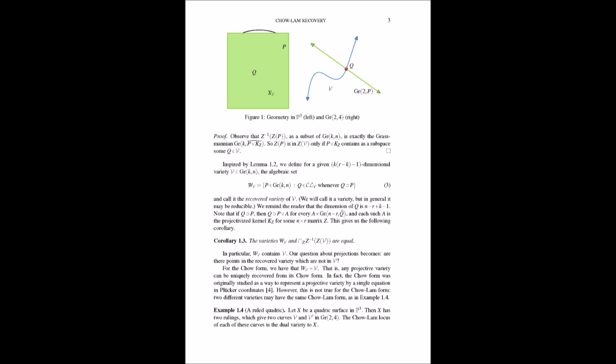I see. So we're getting a more refined understanding of the conditions for perfect recovery as we go along. Absolutely. And things get even more interesting in section 5. Oh, why is that? Because they start talking about families of varieties that share the same Chow Lam form.